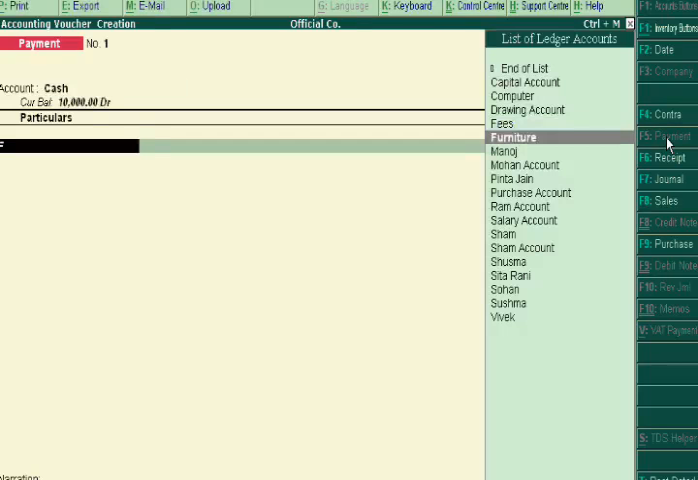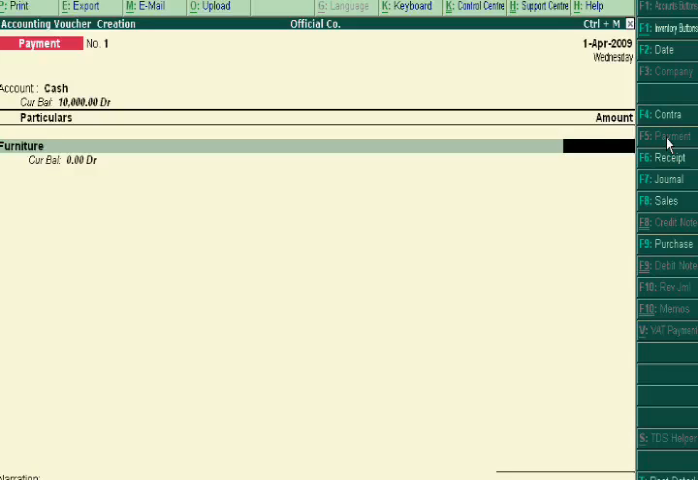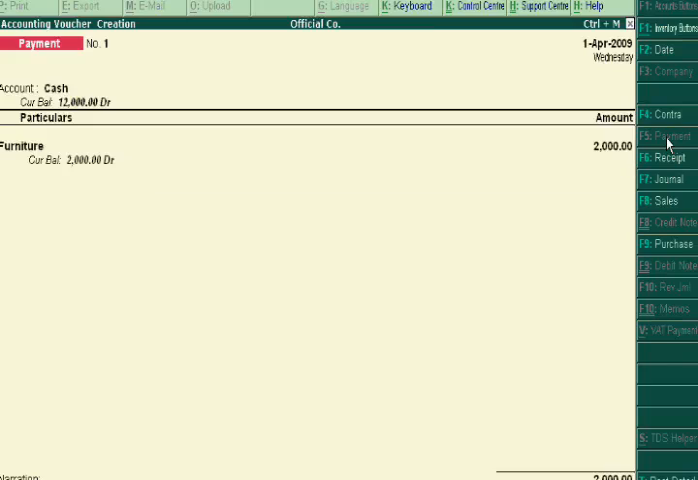Now with the 10,000 we buy furniture with cash. Furniture of 2000 rupees. Narrate it. Accept it. Now some money we will deposit in bank. For this we will pass contra voucher entries. Here we will show the name of bank.